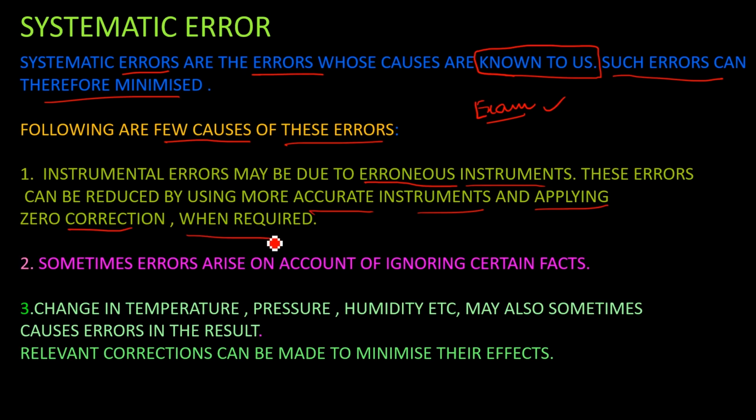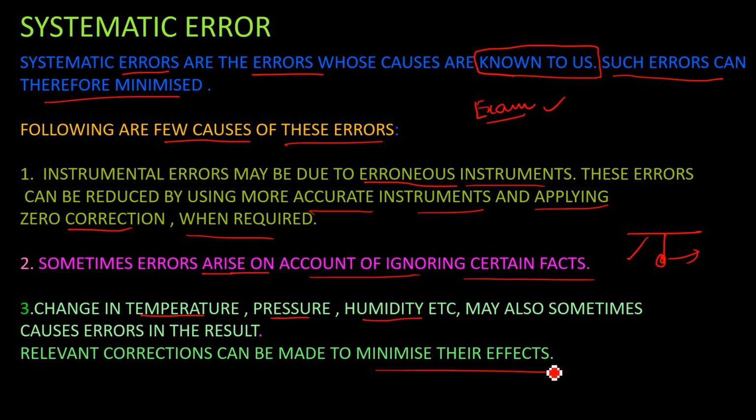Sometimes errors arise on account of ignoring certain facts. For example, when you are finding the time period of a pendulum, some air friction will also be there, right? If you're not considering the friction of the air, again it's a problem, and certain mistakes will be there. By using a suitable formula we can rectify those mistakes. Then change in temperature, pressure, humidity may also sometimes cause errors in the result. Relevant corrections can be made to minimize these effects.